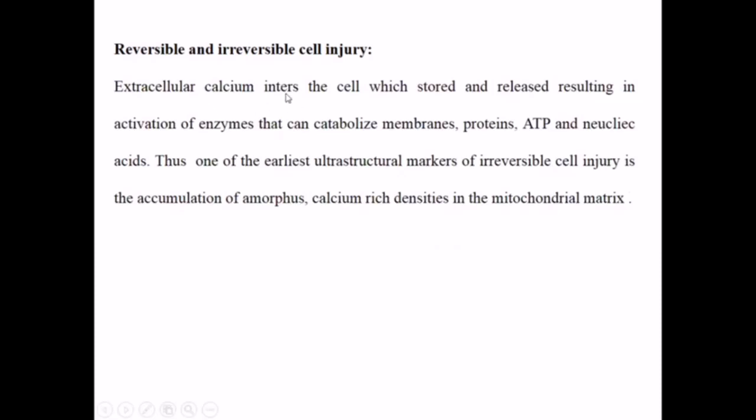Extracellular calcium enters the cell, is stored and released, resulting in activation of enzymes that can catabolize membranes, proteins, ATP, and nucleic acid. Hence, one of the earliest ultrastructural markers of irreversible cell injury is accumulation of amorphous densities, like calcium, in the mitochondrial matrix because of the affected ATP or membrane.